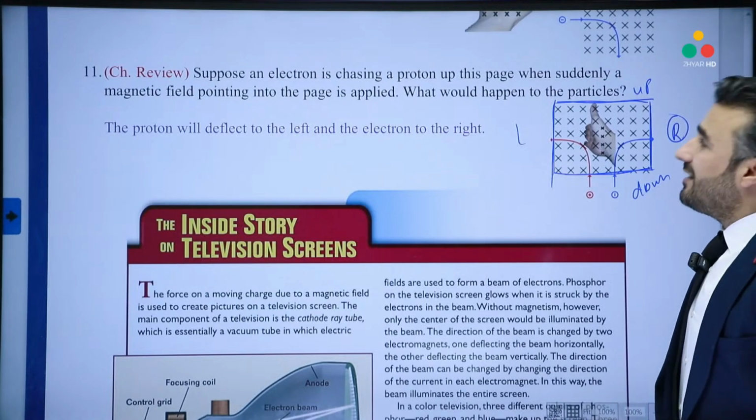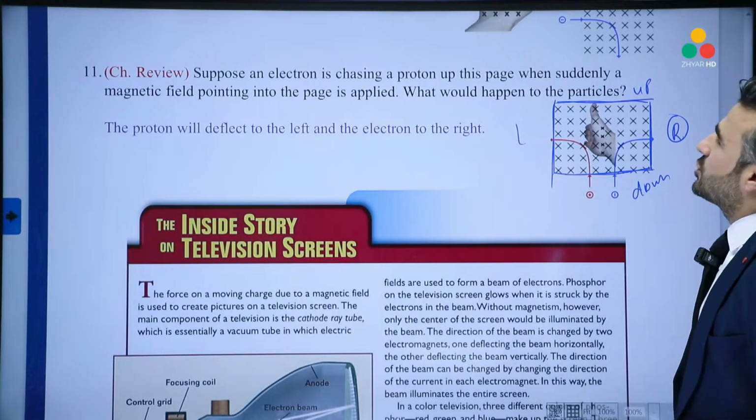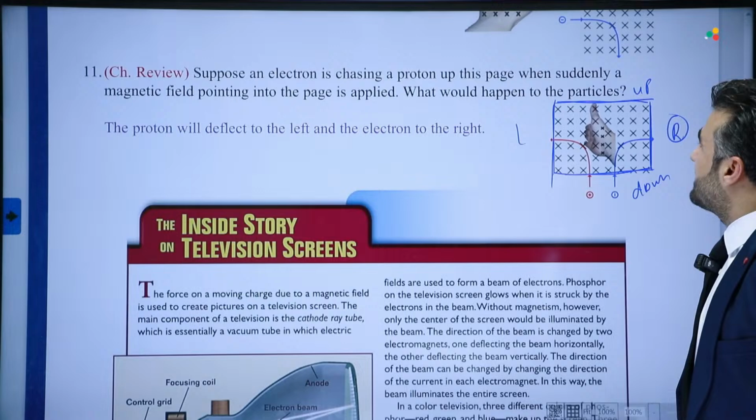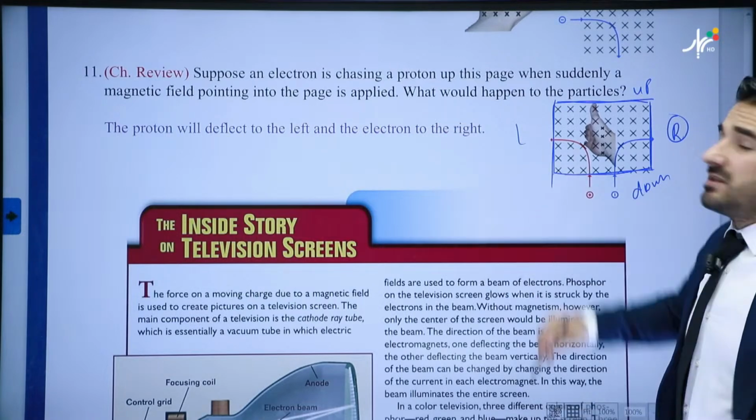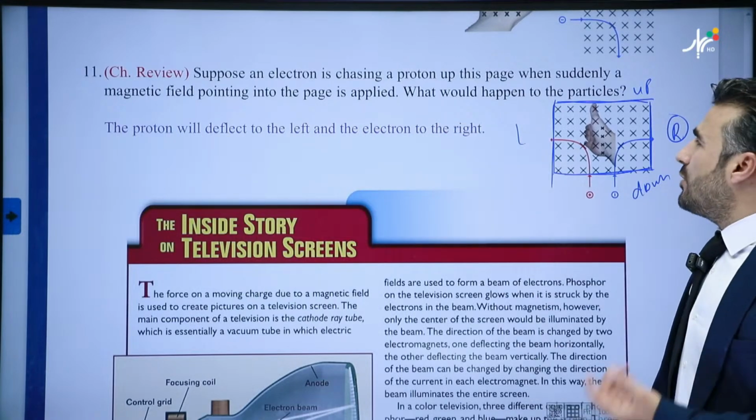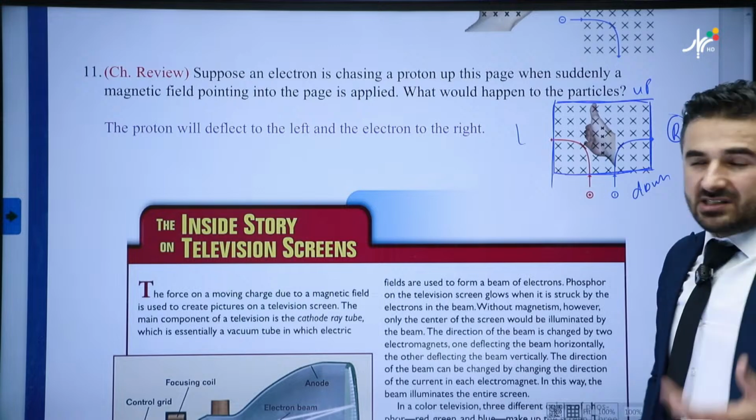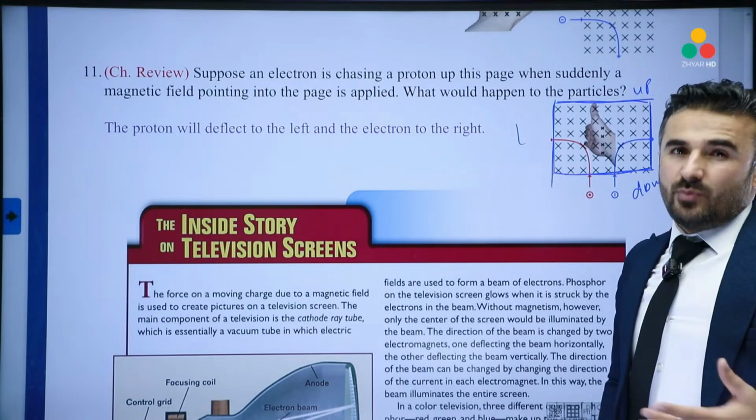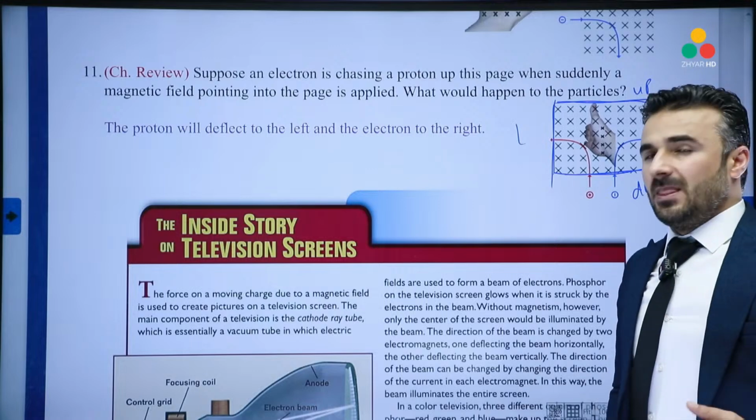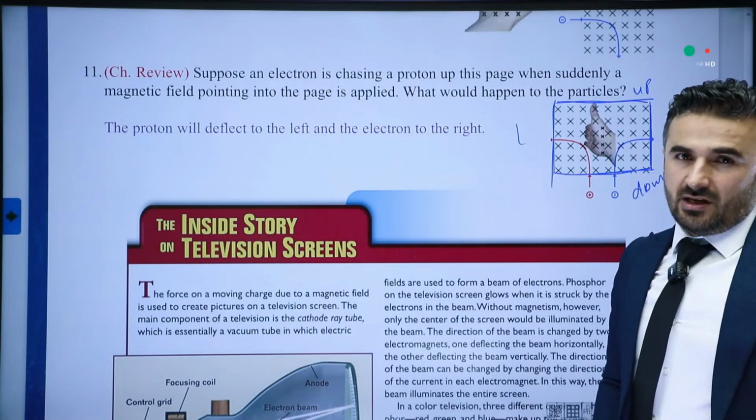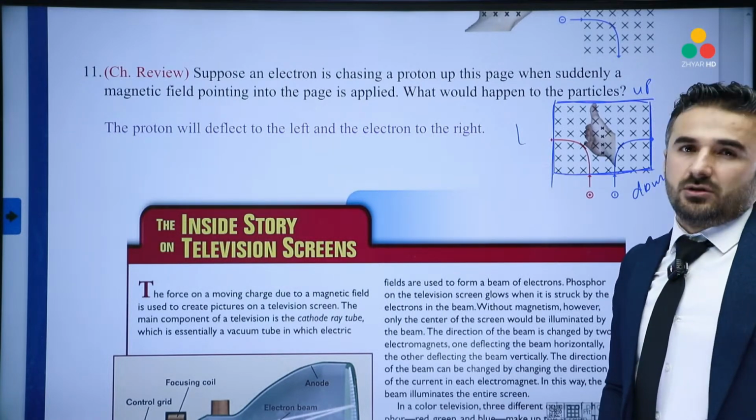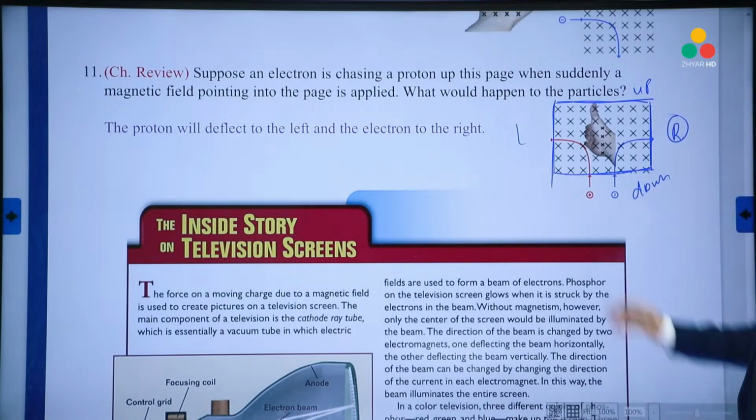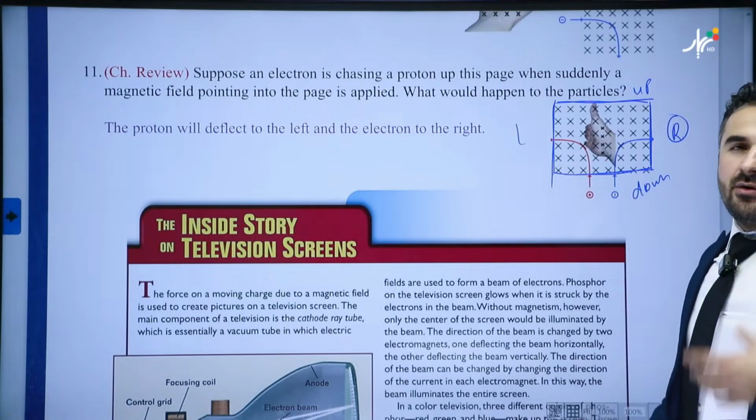Okay, so an electron is chasing a proton up this page when suddenly a magnetic field pointing into the page is applied. What would happen to the particles? We said that whenever we have two opposite charges, the path of one will be the reflection of the path of the other one. If not, just use the right-hand rule.